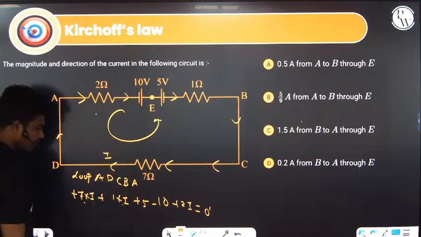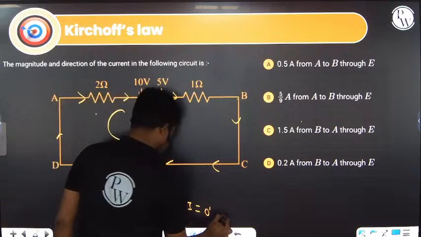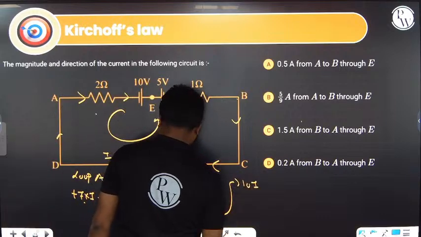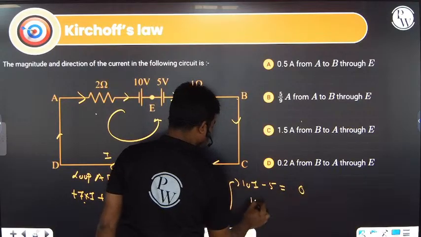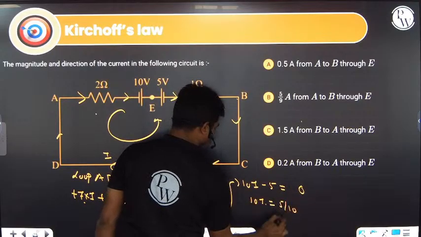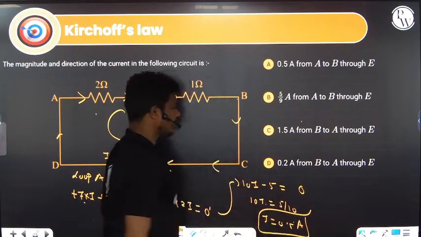So let's solve this particular case. 7 plus 1 plus 2 is 10. So 10I minus 5 is equal to 0. So 10I is 5, and I is 5 by 10. So what is the I value? 0.5 ampere, right? We are getting 0.5 ampere.